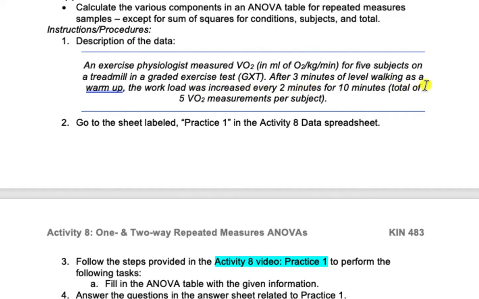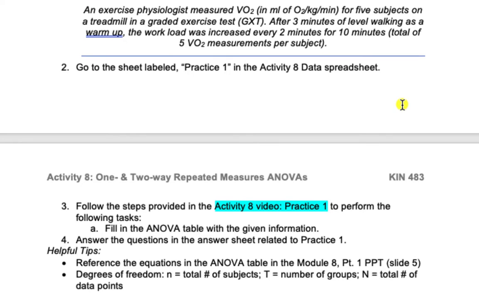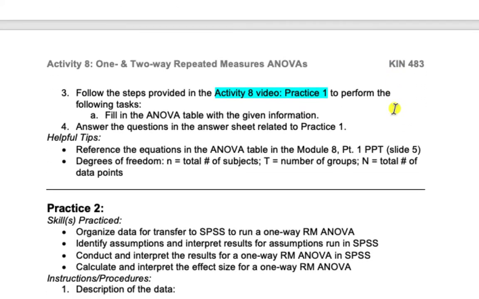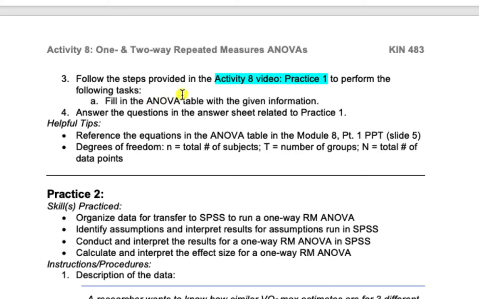After 3 minutes of level walking as a warm-up, the workload was increased every 2 minutes for 10 minutes. So they ended up having a total of 5 VO2 max measurements per subject. We can go over to our data spreadsheet, and the general instructions are to fill in the ANOVA table given the information that we have.